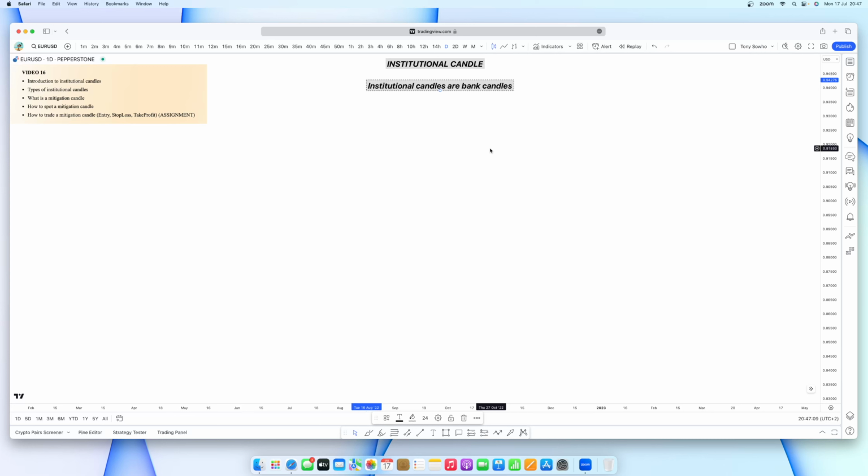So every candle that is being printed is printed by the institutions. Every candle that you're seeing on your chart presently is a bank candle.